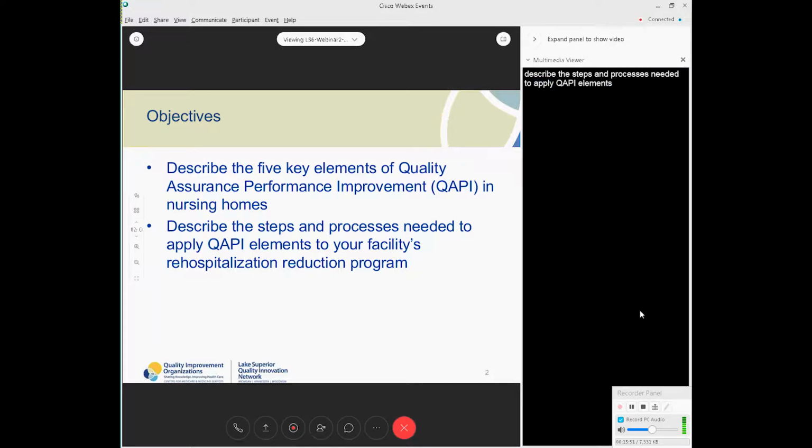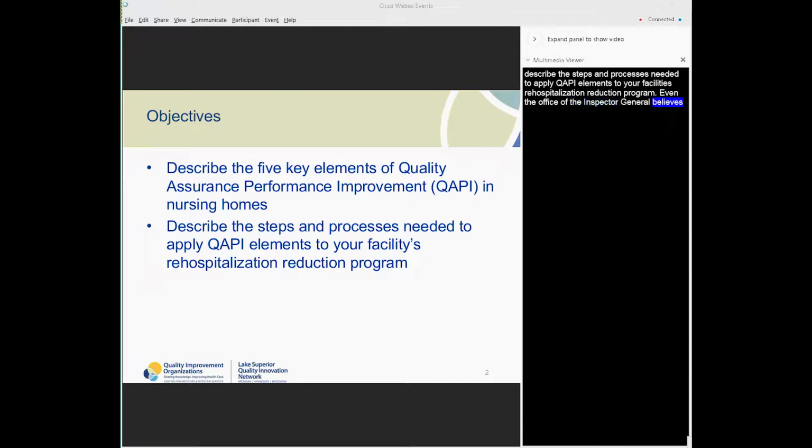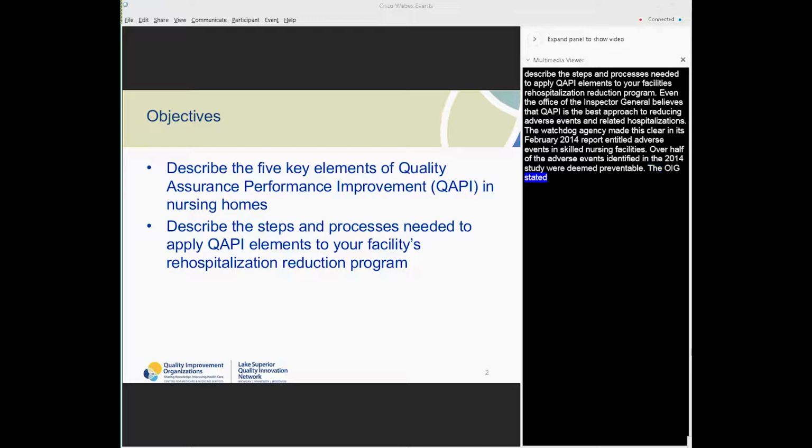Even the Office of the Inspector General believes that QAPI is the best approach to reducing adverse events and related hospitalizations. The watchdog agency made this clear in its February 2014 report entitled Adverse Events in Skilled Nursing Facilities. As over half of the adverse events identified in the 2014 study were deemed preventable, the OIG stated that substantial reduction of readmissions must occur and gave its blessing to the CMS-led QAPI program development and issuance.